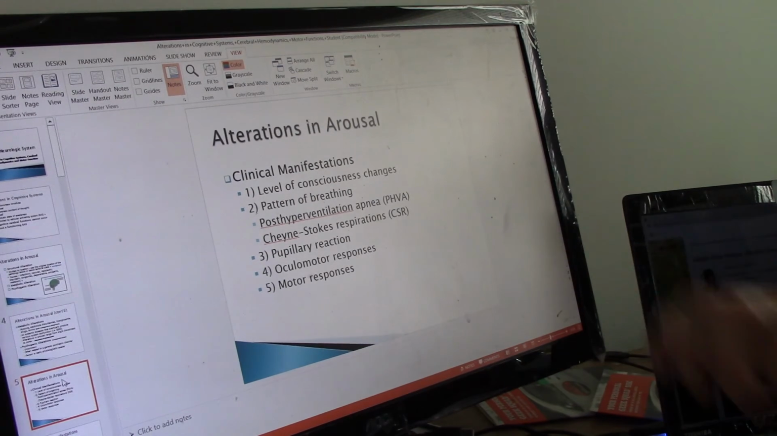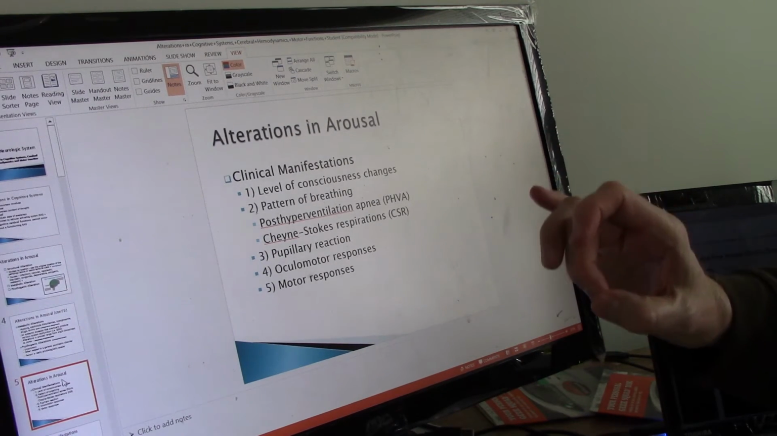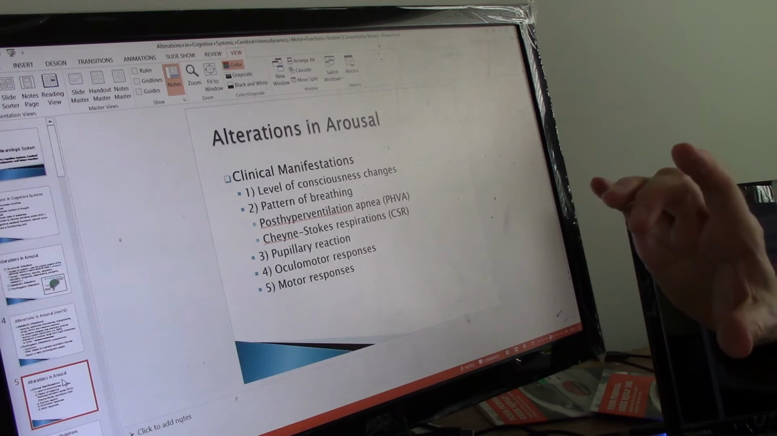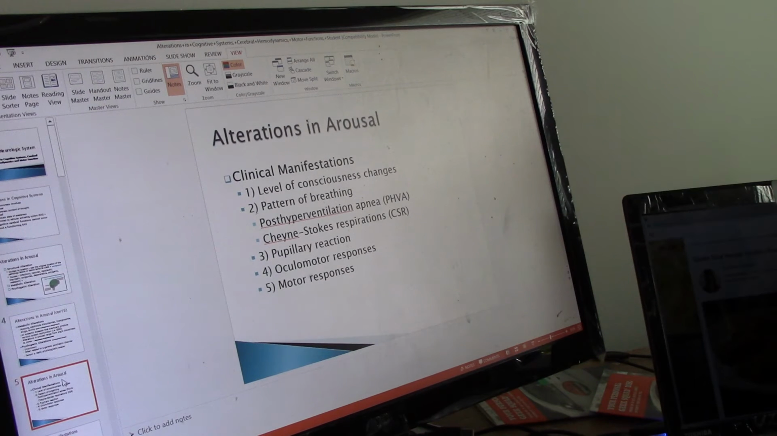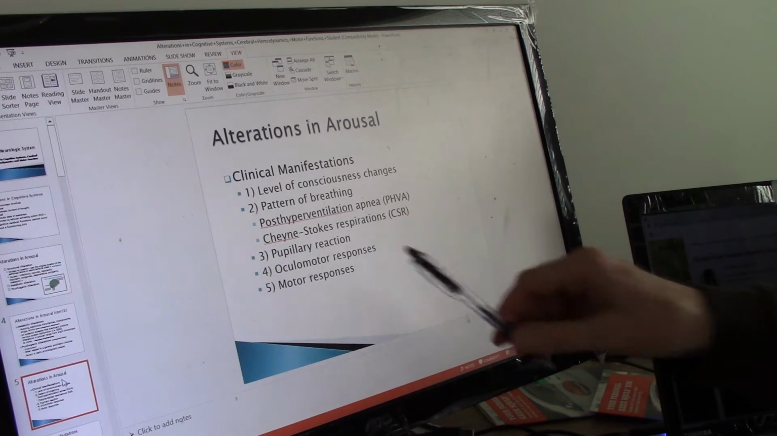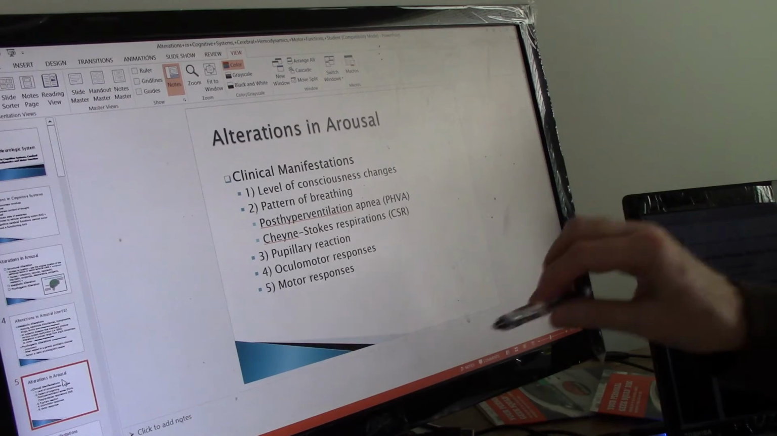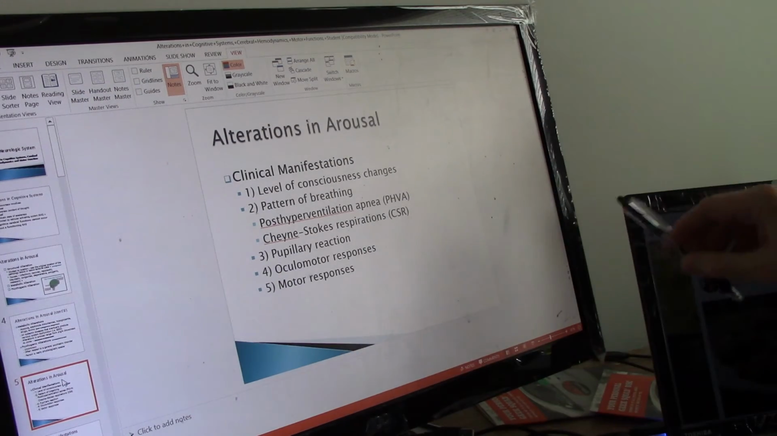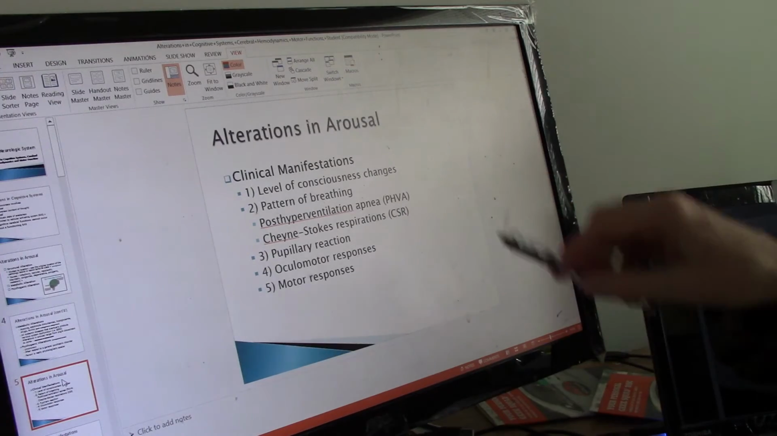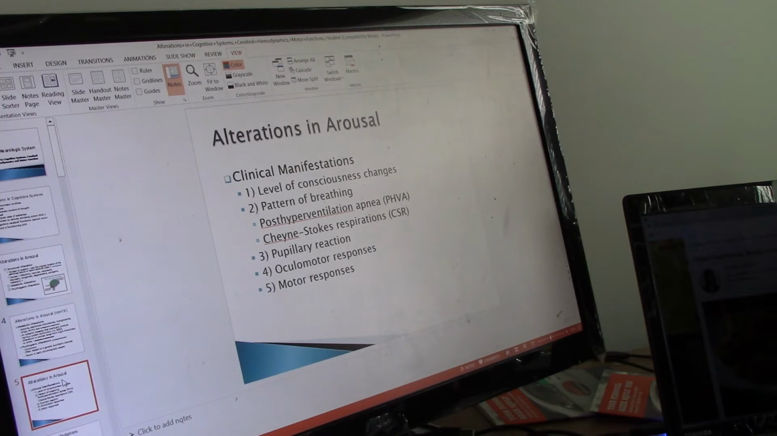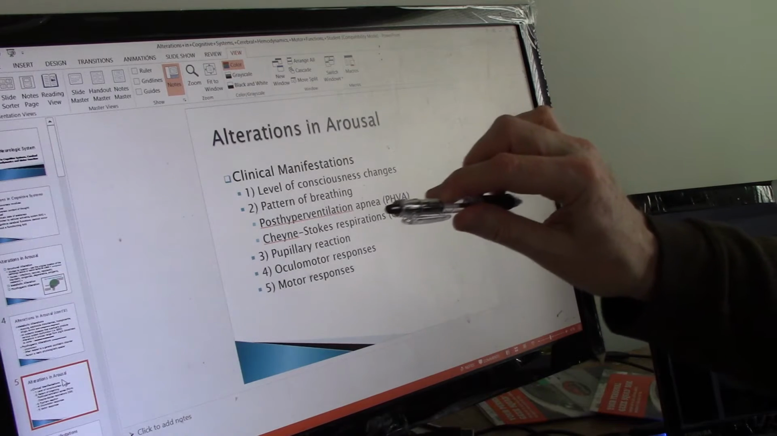Pupillary reactions. Your pupils will either go to a pinpoint, or they will open very wide, or they will become fixed, and they won't fluctuate in response to changes in the levels of light. Oculomotor. Those are the nerves and the muscles that control the movement of the eyes, and that you test in assessment with the 6 cardinal directions of eye movement. And in somebody that's having a really bad brain disorder, they're not going to be able to properly move their eyes.